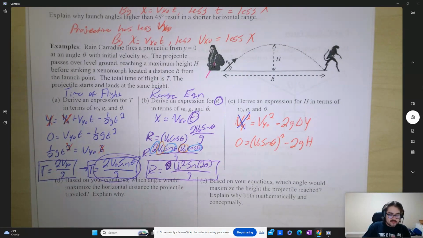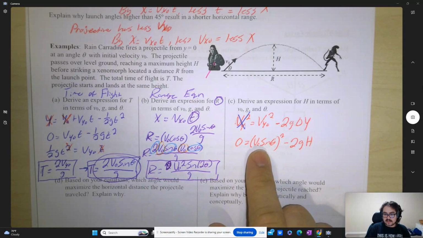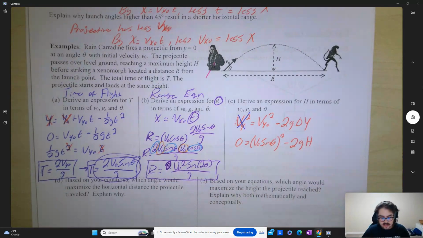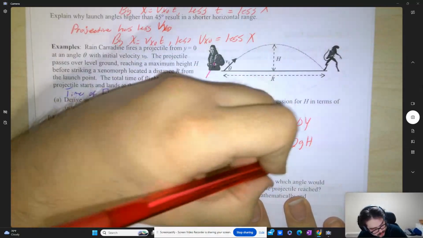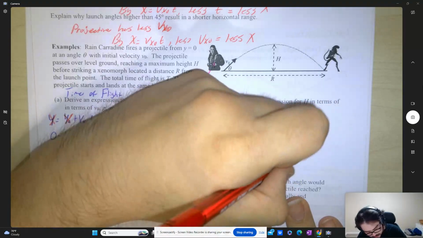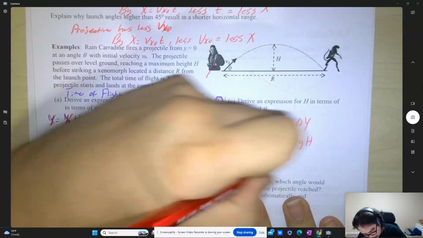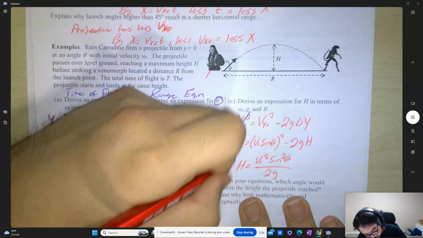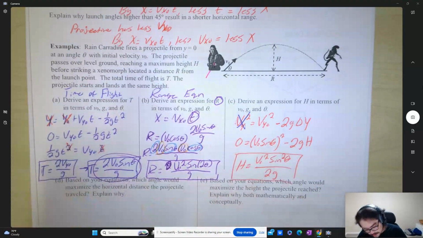And then all you got to do is get h by itself, which is pretty straightforward. You would subtract v naught sine theta squared from both sides and then divide by negative 2g, and you'd end up getting that h is equal to v naught squared sine theta squared over 2g. There you go, height.